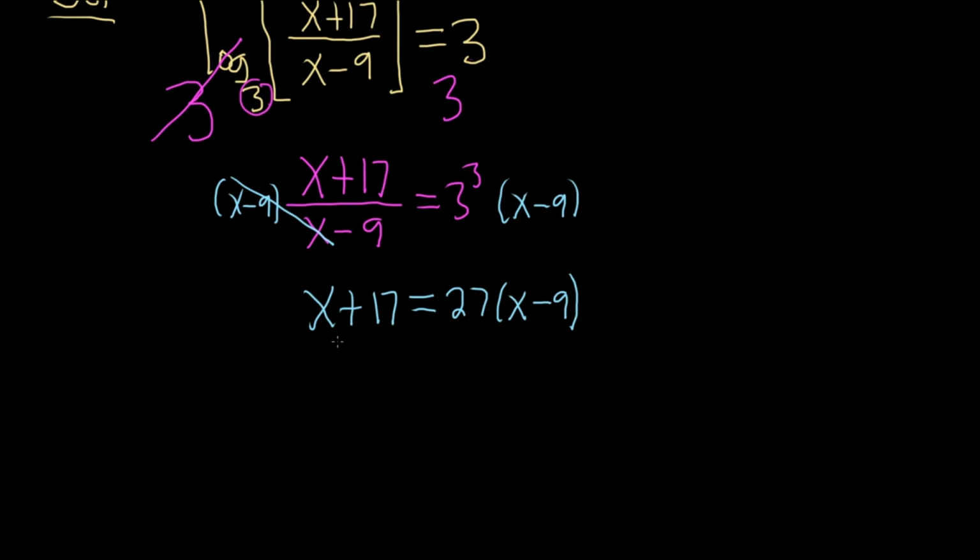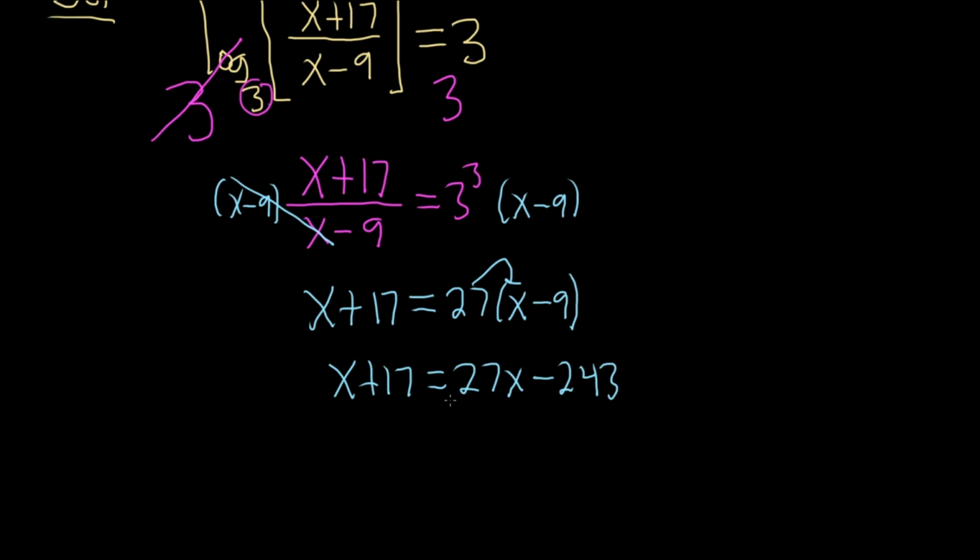So let's distribute that 27. So x plus 17 equals 27 times x is just 27x. And then 27 times 9, I mean, we could do it by hand, but I don't want to mess up. So I got negative 243. Boom. All right, this is kind of nice because we don't have a quadratic here. A lot of times when you do these problems, you have x squareds, and so this is linear. We just have x.